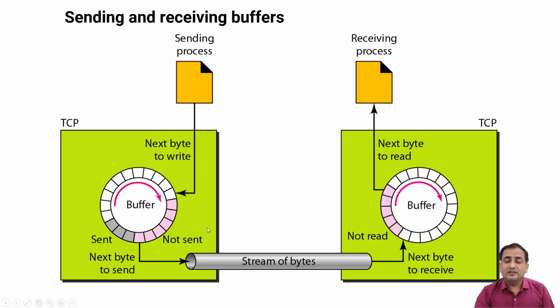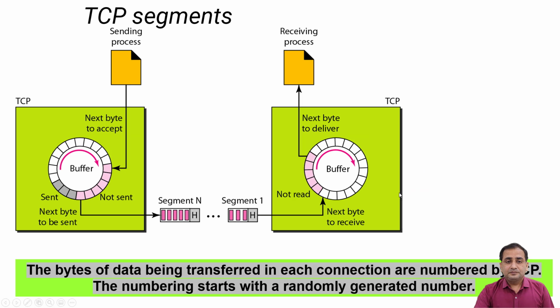So you can see in the sender and receiver buffers, there are many sections like not sent segment from the sender, sent segment, and it also points to the next byte to send. So it keeps rotating like this, right? And similarly at the receiver, you have a next byte to read pointer, not read data, and next byte to receive in an empty buffer. So that has been clearly mentioned in this diagram.